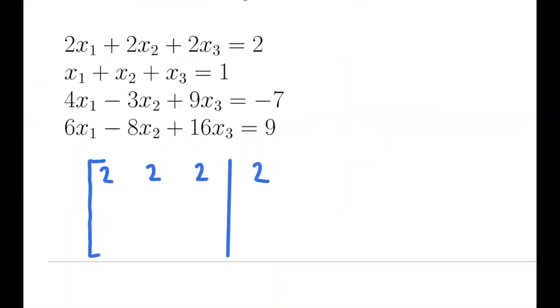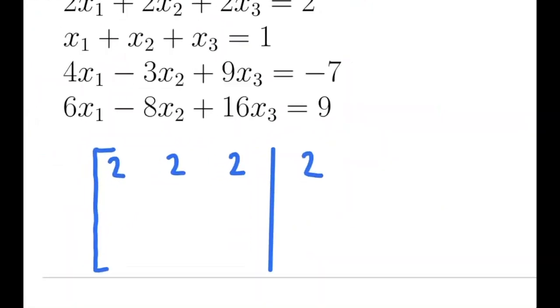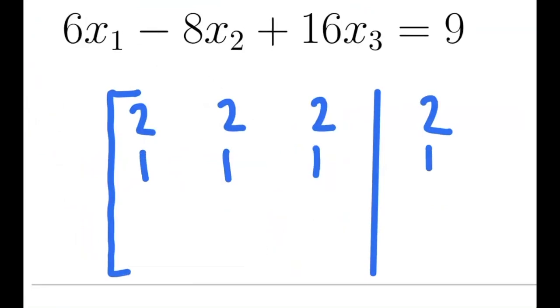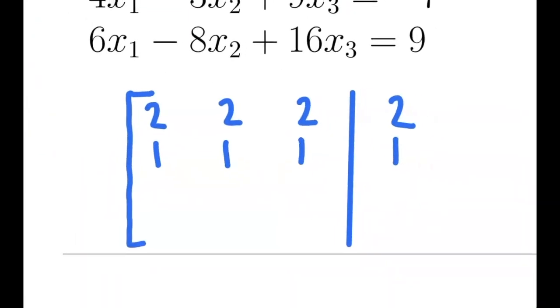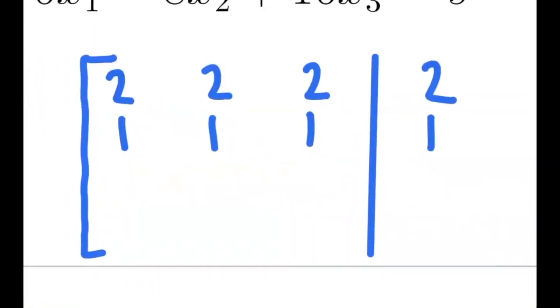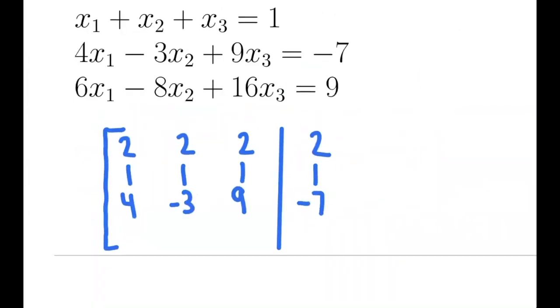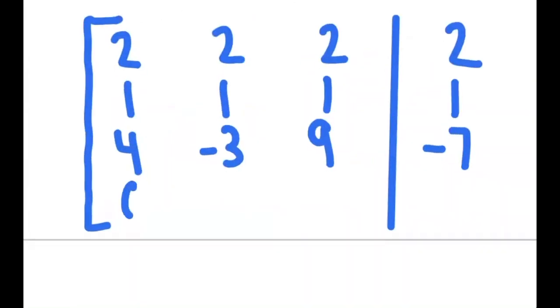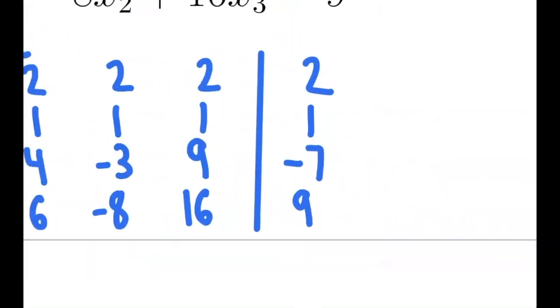And then what about the second row? Second equation: 1, 1, 1, 1. I purposely did it like this. I can see that. You always have a purpose for what you do. And then for the third equation, 4, -3, 9, -7. Yeah, 4, -3, 9, -7. And the last equation, 6, -8, 16, 9. Yes, 6, -8, 16, 9.